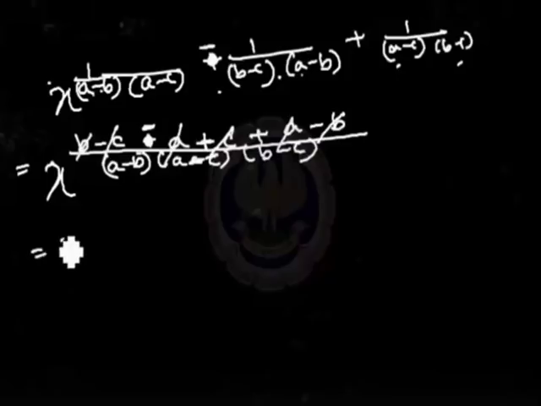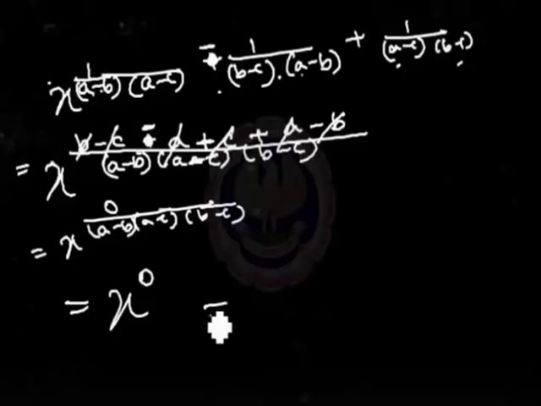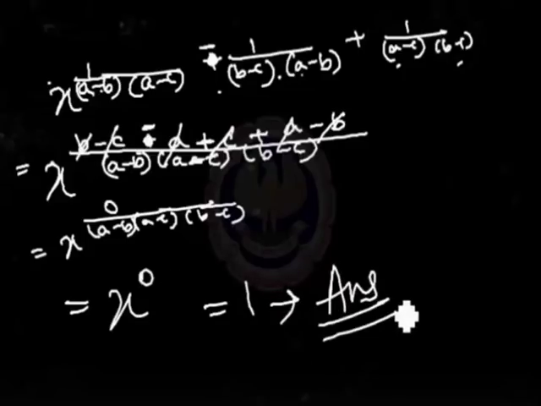Okay? So this is x to the power 0 by a minus b into a minus c into b minus c. Right? So this is obviously x to the power 0. What is the value of x to the power 0? Anything to the power 0 is 1. So the answer is 1, which is option A. Correct? Right?